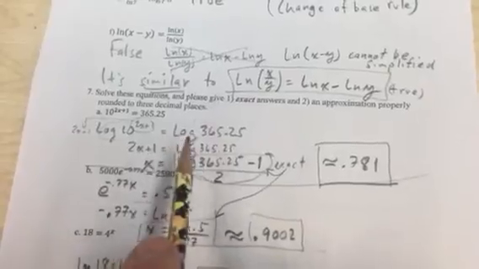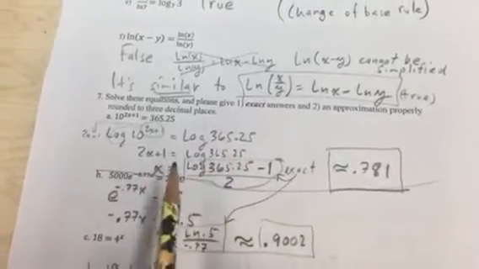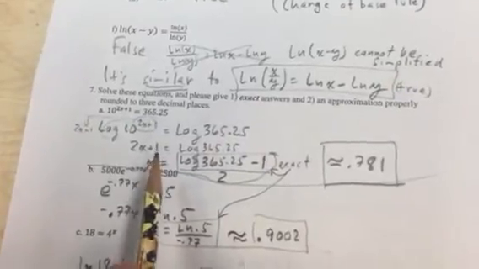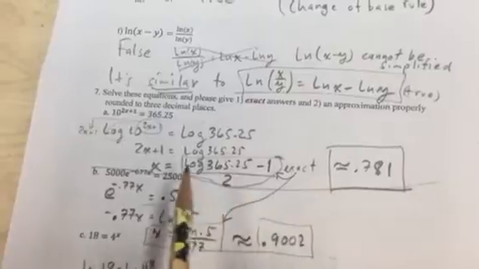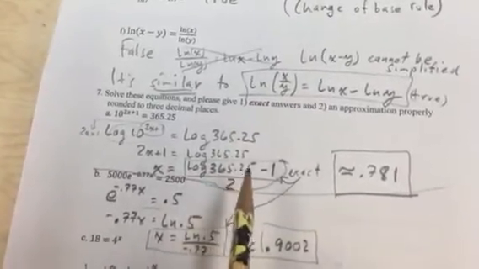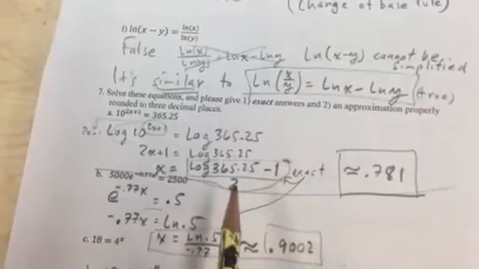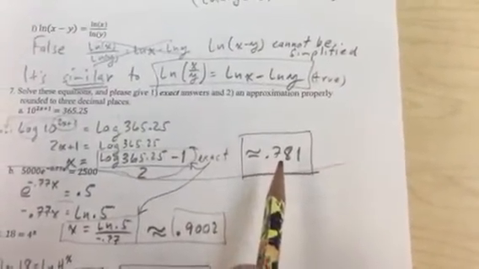On the right-hand side, you do have log of this number, 365.25. So to solve for x, the exact value is just achieved by subtracting 1 and then dividing by 2 in that order. So it's this expression here, log of 365.25 minus 1 over 2. When you let your calculator take over, then you get this approximation, 0.781.